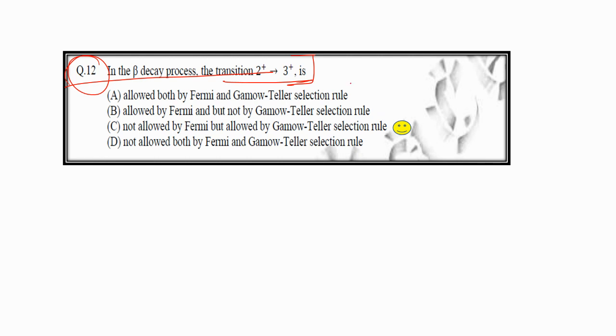I've already given the answer, but you just tell me why this is not allowed by Fermi decay and allowed by the Gamow-Teller selection rule. This is a question on beta decay. I'll tell you. So that's why I've kept this question at the last, so that I'll cover up beta decay. Can anyone of you tell me why the answer is C?